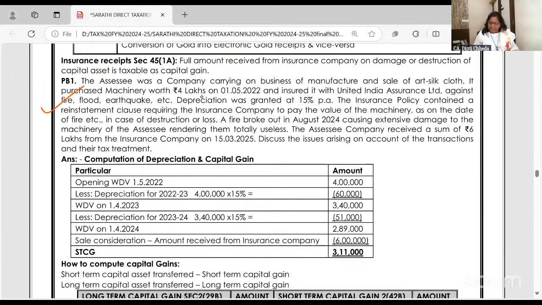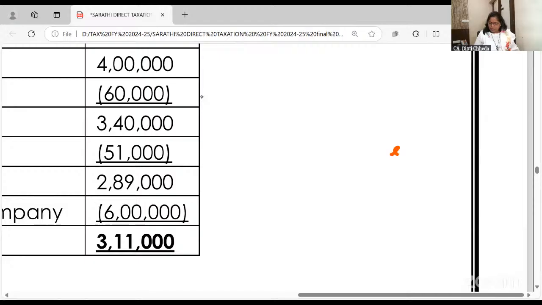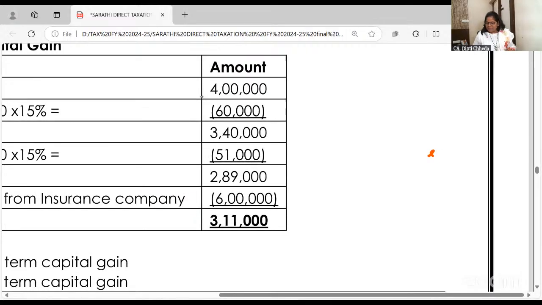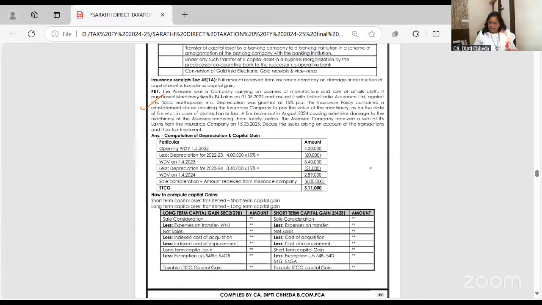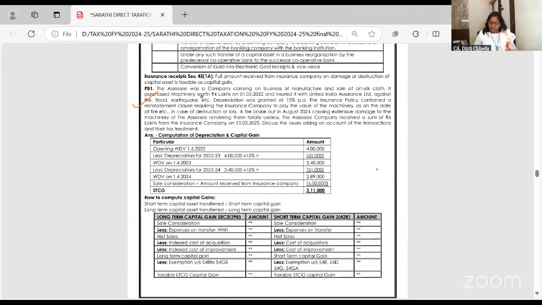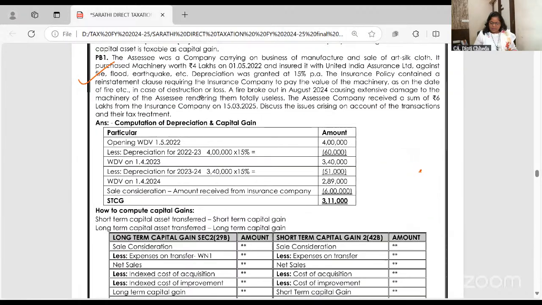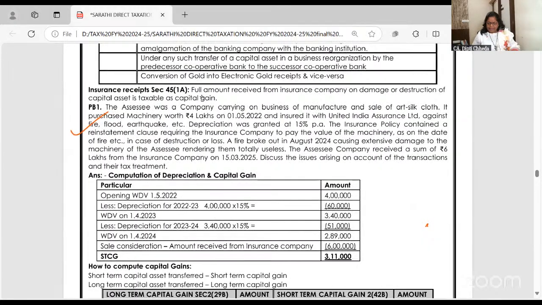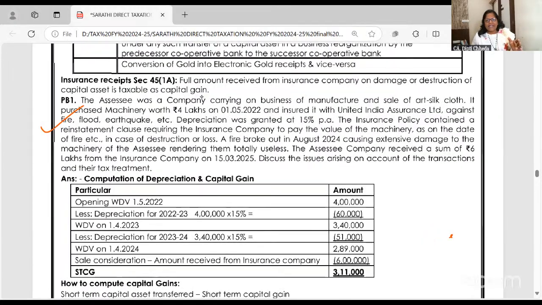Problem number 1 we have already done. Problem number 1 is, like we have done, any business related asset, if you sell, it is taxable as capital gain. Even though it's a business asset, depreciation is charged as per the block of asset. But if the block is sold and there's a profit, irrespective of the age, even if I purchased the plant and machinery 8 or 13 years back, it's always short-term capital gain. So this is for revision for all of you.